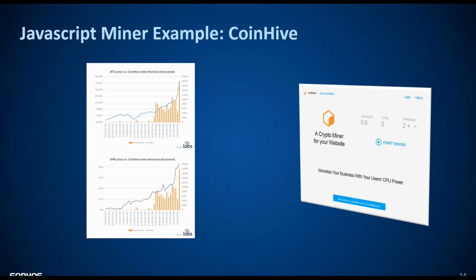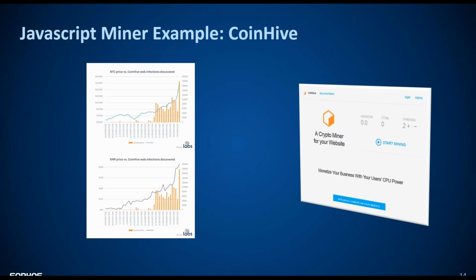On the left-hand side, you can see a very interesting chart. On the top chart, you can see the Bitcoin price compared to the CoinHive web infections. So how many websites did we see running this crypto miner JavaScript library? Well, you can see when the Bitcoin was around 7K US dollars, it was pretty low, but then we have seen a rise going up to 9, 11, 13, 15, 17, and then we have seen a dramatic increase of these crypto miners.